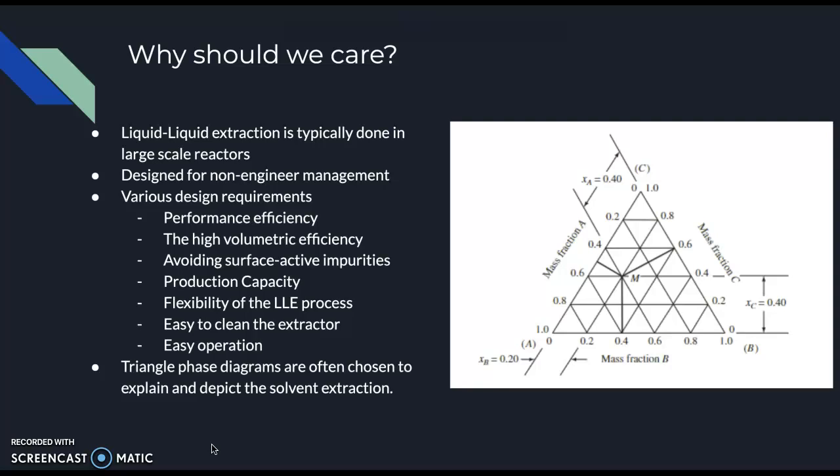We also have the ability to clean the extractor. People are going to be less likely to buy your extractor if it's really hard to take apart and clean. And then again, easy operation falls under flexibility.